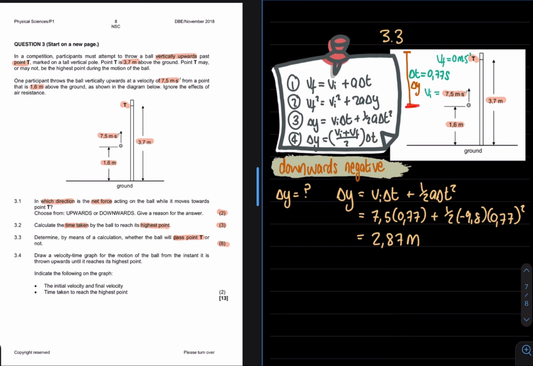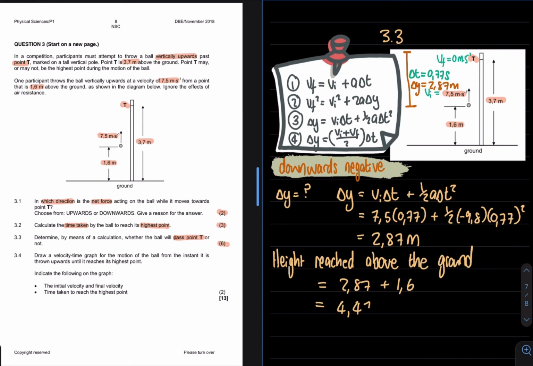From its starting point to its final point, my ball then reaches a height of 2.87 meters. So the height that the ball reaches above the ground will be the sum of the 2.87 and the 1.6 meters. Which gives you a height of 4.47 meters. Point T is only 3.7 meters above the ground, and therefore this ball will move past point T.